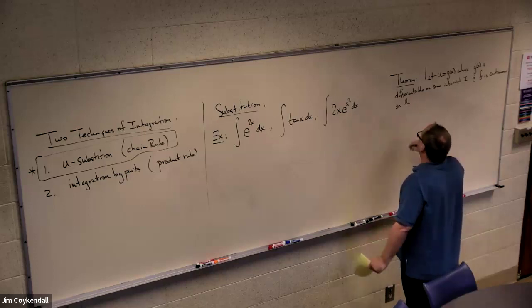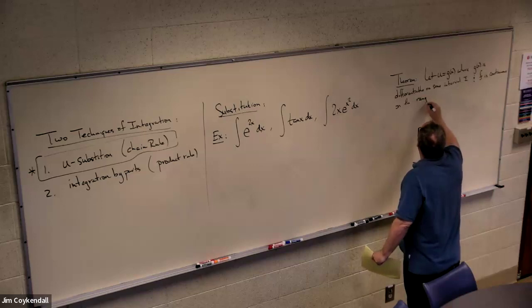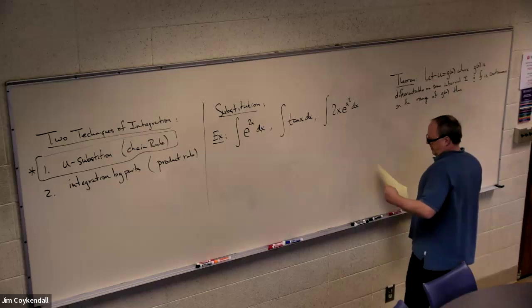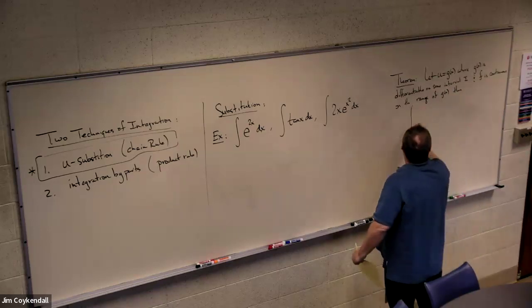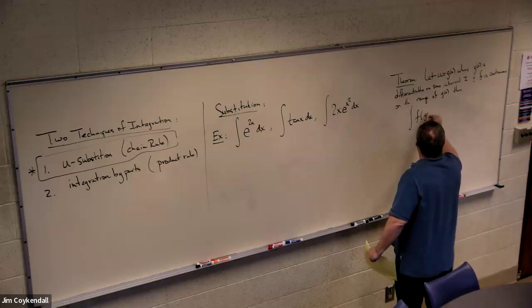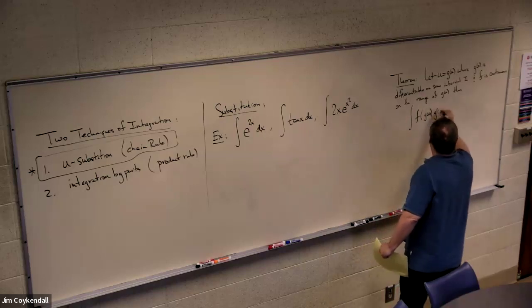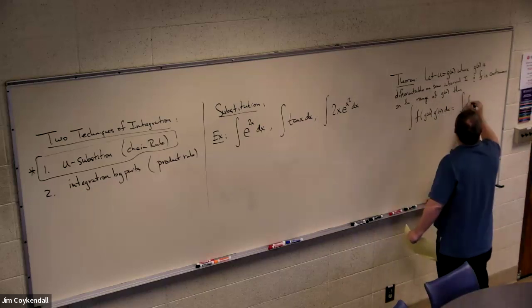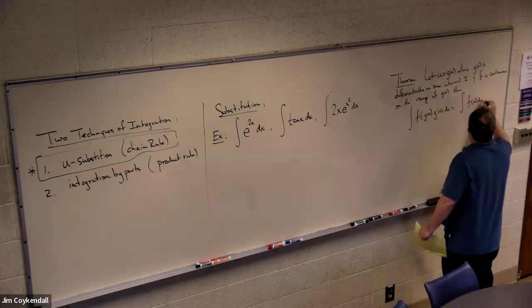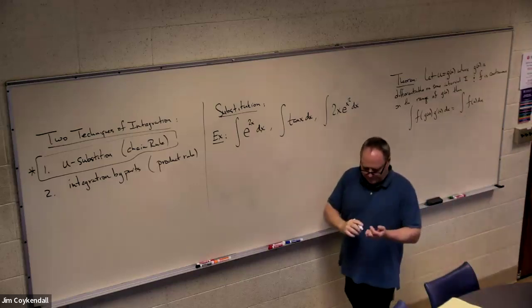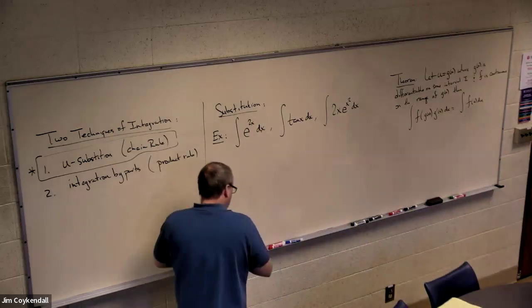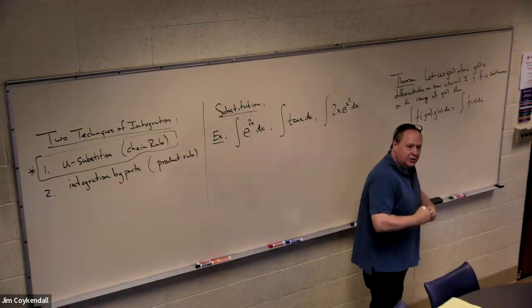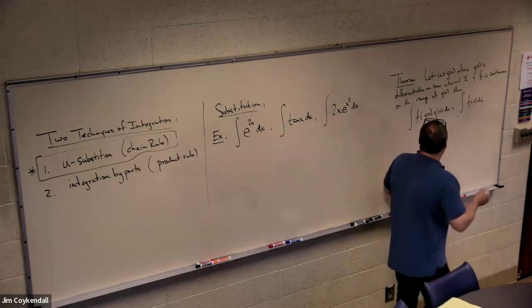Then the integral of f of g of x times g prime of x dx equals the integral of f of u du. This is called u-substitution.